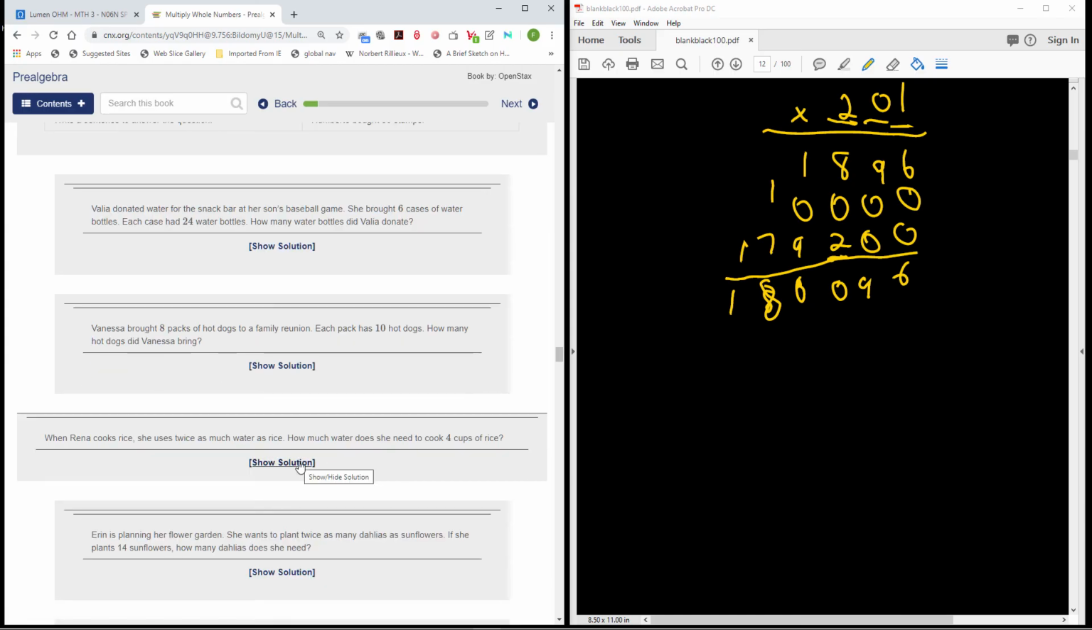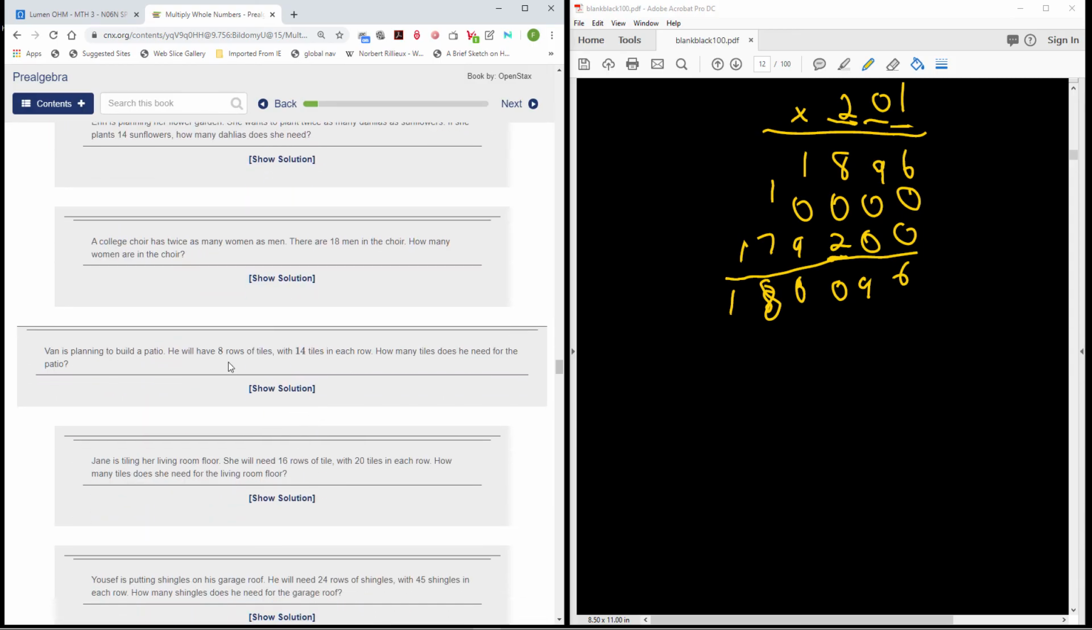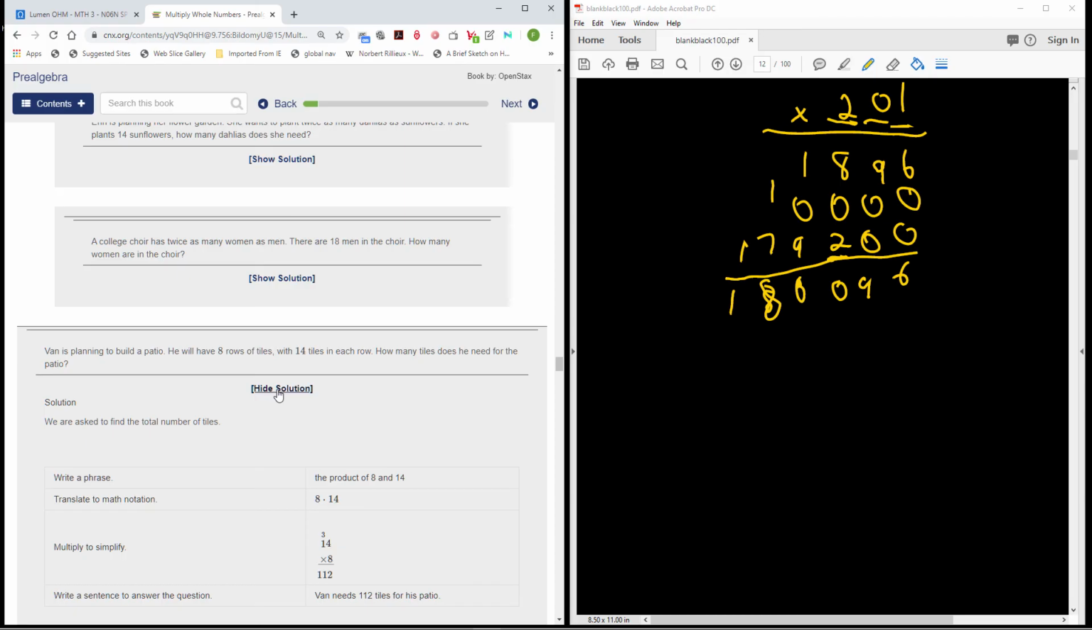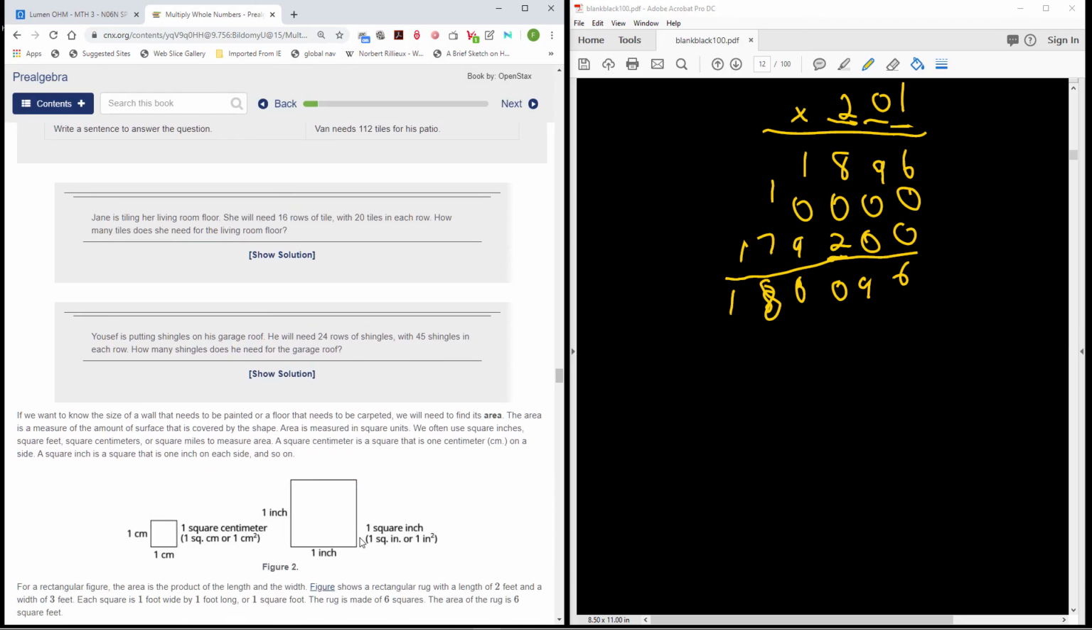Rena cooks rice. There's twice as much water as rice. So how much water? 4 cups of rice would be twice as much. So it's going to be 2 times 4, which is 8. Van is planning to build a patio. He will have 8 rows of tiles, and each row will have 14 tiles. How many tiles? So it's going to have 8 sets of 14, which is going to be 8 times 14, which is 112. Okay.